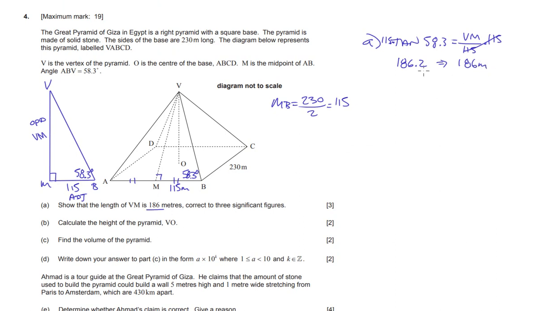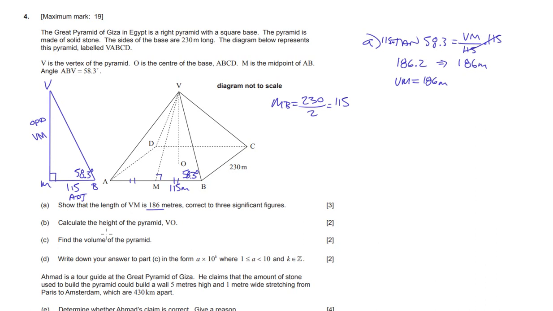VM is 186. So it would probably be a good idea. You don't have to show your triangle, I don't think, but this here you definitely want to show, right? And then we get that VM equals 186 meters.